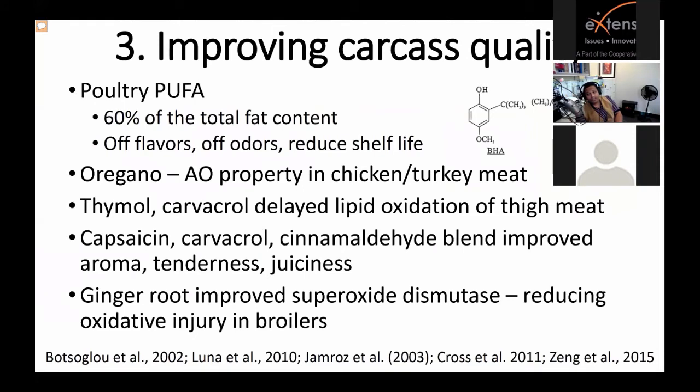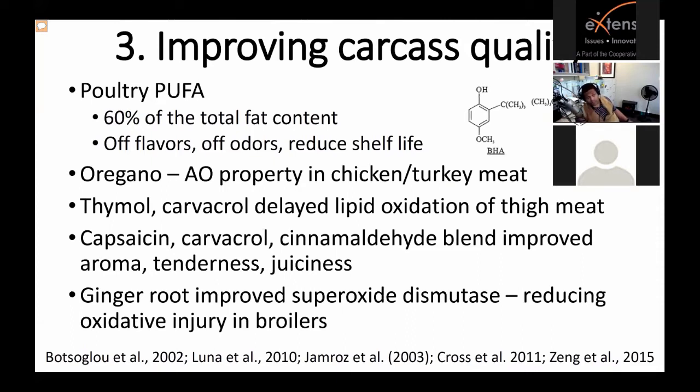Now, the third important thing is improving the carcass quality. We know that consumers would like to go for non-synthetic molecules to make it more natural. To improve the carcass quality, we are using butylated hydroxytoluene, abbreviated as BHT, and butylated hydroxyanisole as synthetic antioxidants in industrial processing. But one of the concerns that we currently have is the carcinogenic potential of these compounds as determined by toxicologists.